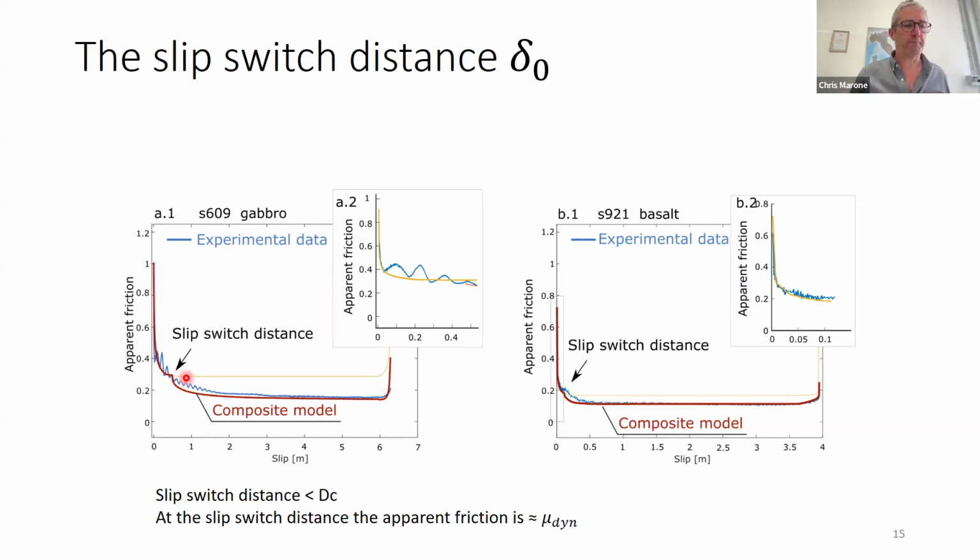Cristiano, go ahead. Ciao, Chiara, and thanks a lot for your nice presentation. In the first part of your talk, you were proposing a switch in weakening from the asperity scale to the bulk scale. Can you better define the meaning of the bulk scale? How wide is this zone influencing the weakening mechanism?